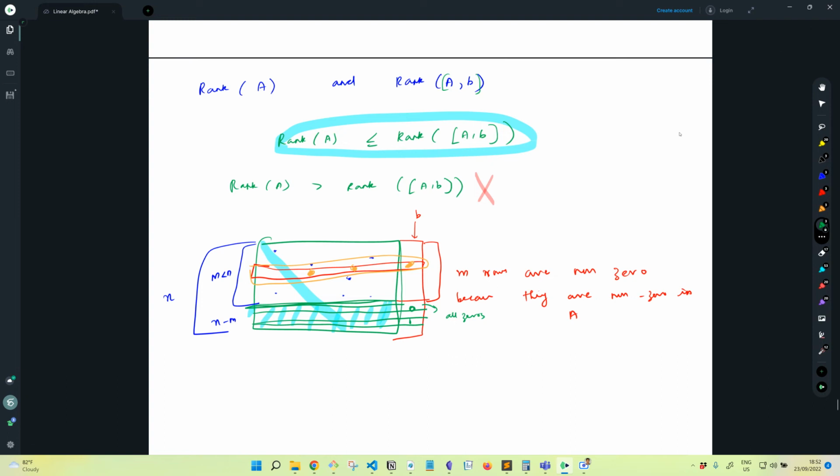So in the A part, corresponding to this row, you found all zeros. But by appending this new column, with a non-zero entry here, this row will shift to the above, non-zero part. Is the argument clear? Or should I repeat? Is there any doubt? Actually, this is kind of important. If there is any doubt, please let me know. I'll repeat this if there is a doubt.